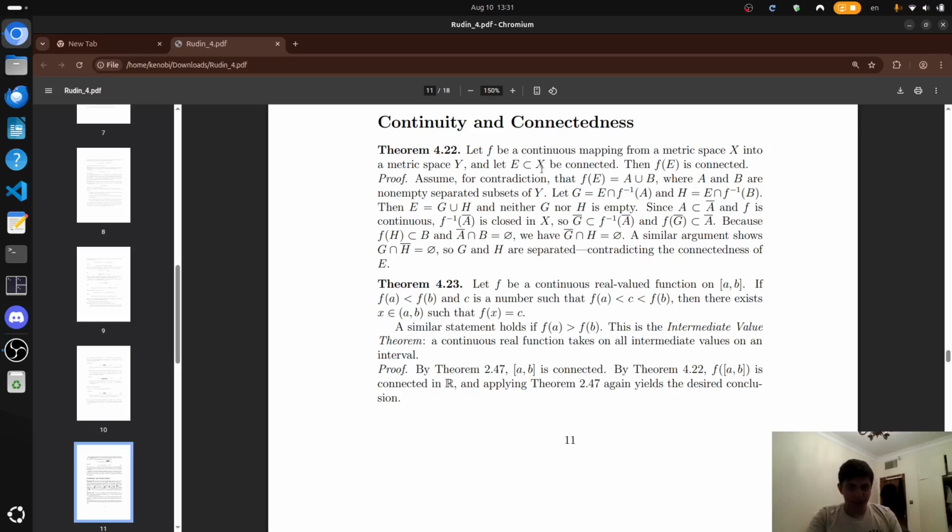Since A is in A closure and f is continuous, f inverse of A closure is closed, because as we said, if it's closed here, it's closed here. So G closure is in f inverse of A closure. Why? Because we're talking about the closure of f inverse of A. There's a really good exercise that I'm not sure I included at the end, which says that f of E closure is included in f of E, all of it closure. That's exercise number 2, if you'd like to check that out.